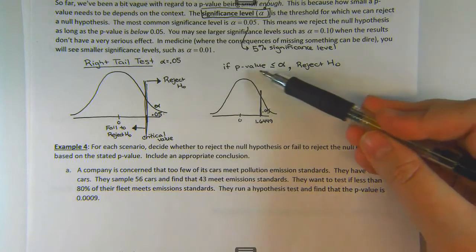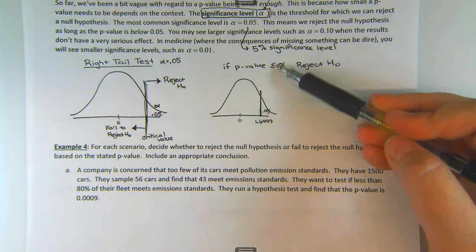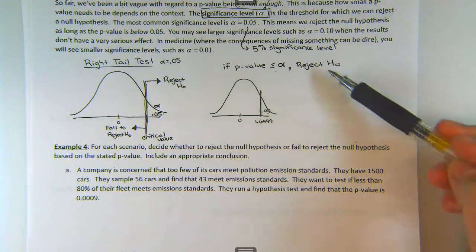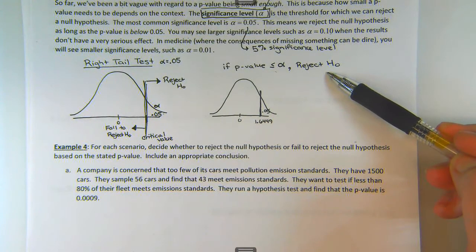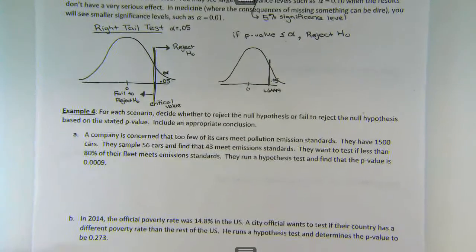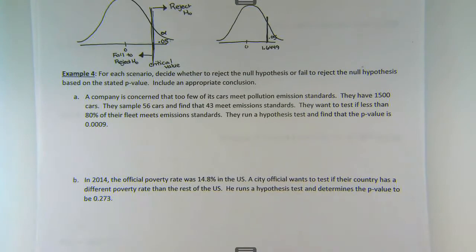Using this rule that if our p-value is small, or in this case specifically less than or equal to our significance level, we reject that null hypothesis. And what we want to do is, given p-values, make our conclusion for our hypothesis test. So let's go through these examples here, where we have a company's concerned.